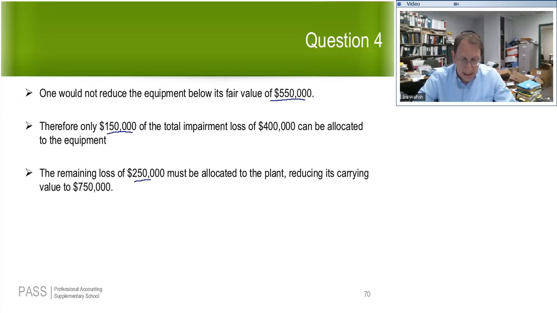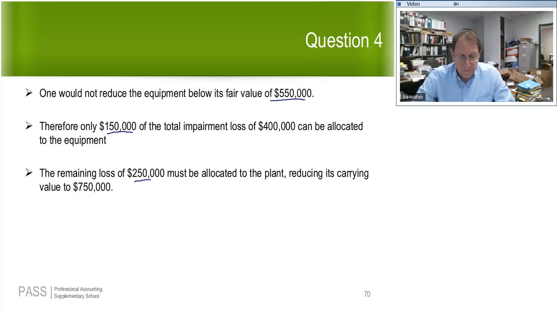Number 2, a company does not have to test any CGU for impairment at the end of each fiscal year, regardless of the nature of assets included in the CGU. True or false? True. I'm allowed to test it any time during the year. This says do not have to test any CGU for impairment at the end of each fiscal year. That's correct. I could test it any time during the year as long as I'm consistent from year to year. The answer is true.